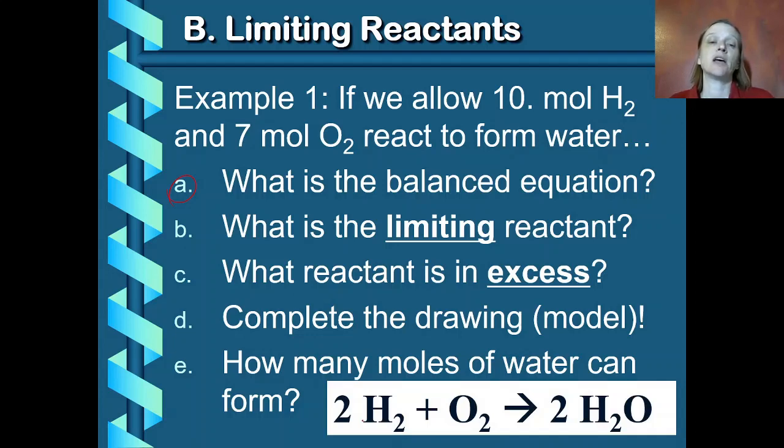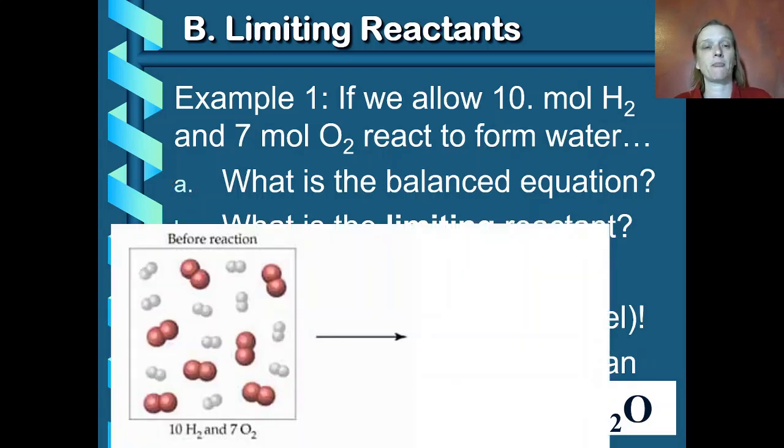Here we've got our balanced equation. 2 hydrogen molecules plus 1 oxygen molecule will make 2 molecules of water. So let's draw a picture to represent 10 moles of hydrogen and 7 moles of oxygen. Here I've got 10 moles of hydrogen represented by these white circles and 7 moles of oxygen represented by the bigger red circles.